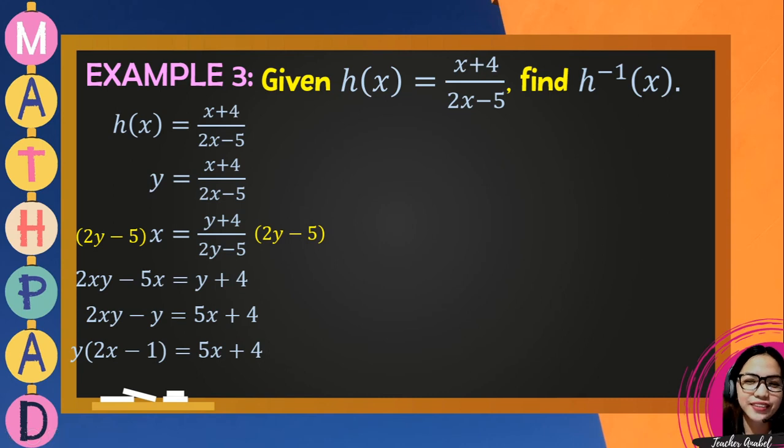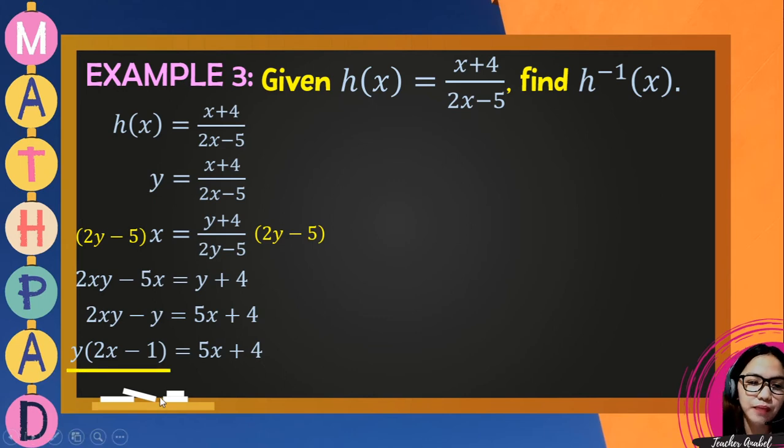Okay? So, yan. Kita nyo na kung anong kasunod na step, diba? So, anong kasunod na step para makuha yung y. So, of course, we're going to divide both sides by 2x minus 1 or multiply both sides by 2x minus 1 using multiplication property of equality.